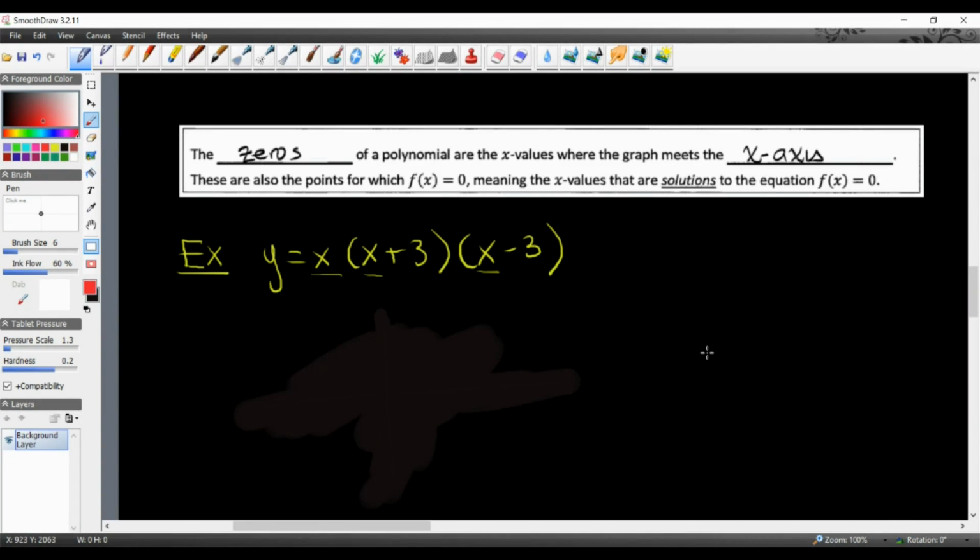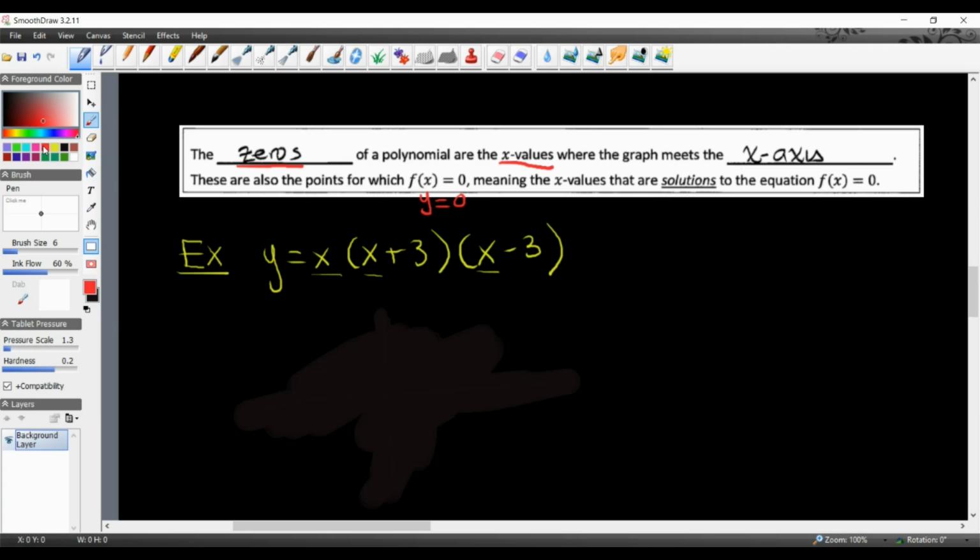Okay, so in this next part, we're going to be talking about the zeros of a polynomial function. The zeros of a polynomial are actually the x values where the graph meets the x-axis. These are also the points where f of x is equal to 0, or you can also think of it as where y equals 0, where f of x and y are the same thing, meaning that the x values are solutions to the equation f of x is equal to 0.